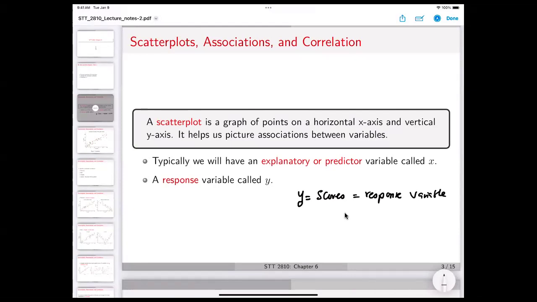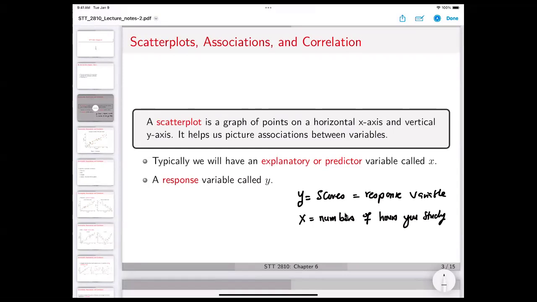What am I using to predict your scores? I'm using the number of hours you dedicate to study. So then X is the number of hours you study. And so this X here is the explanatory or the predictor variable. So whatever you are trying to predict becomes your response variable or the dependent variable. And what you are using to predict is your explanatory or the independent variable.